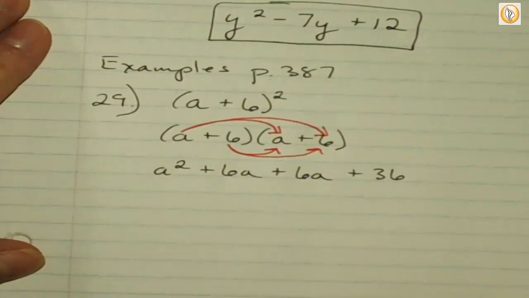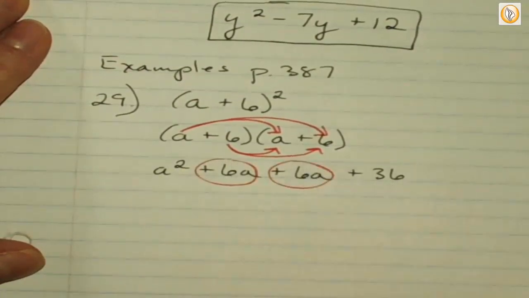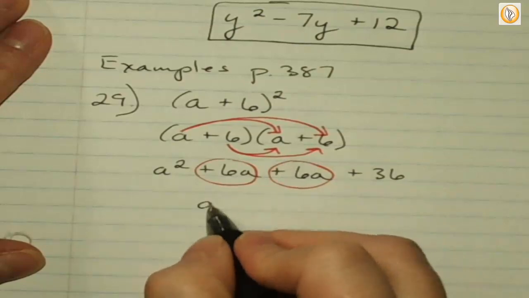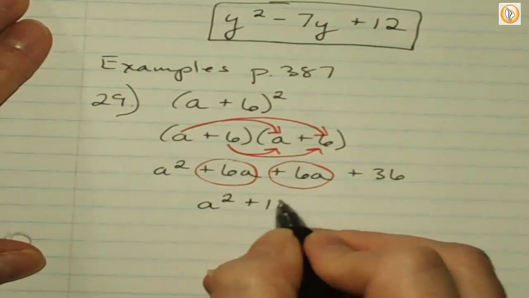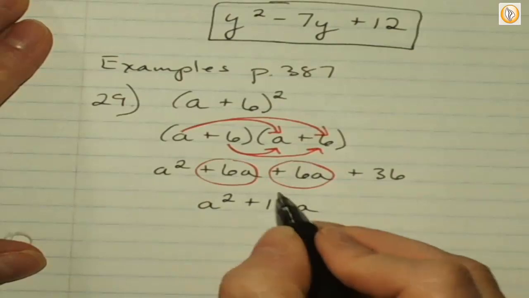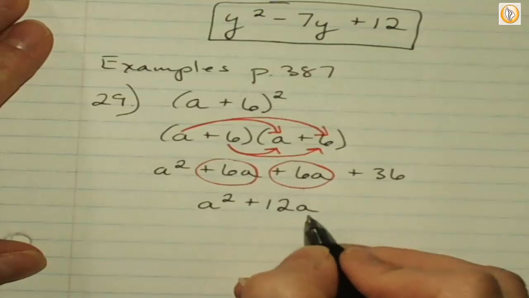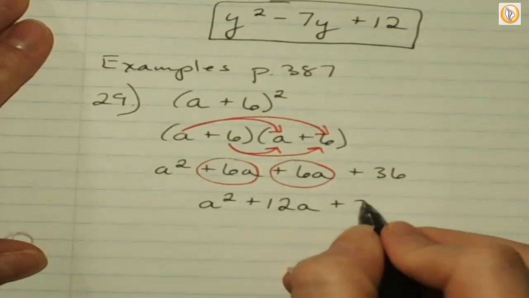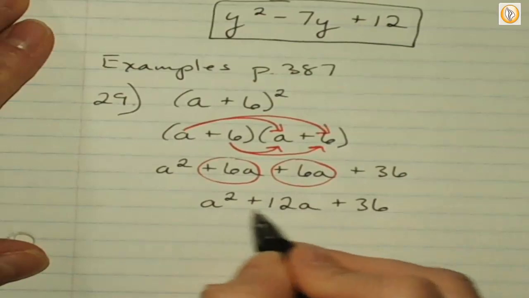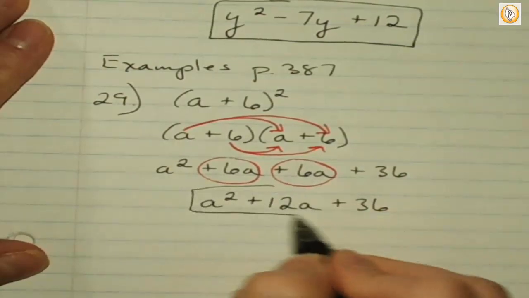Aiden, do I have any like terms? Yes. What? 6a plus 6a. Which is what? 12. So I have a squared plus 12a, not a squared. When we're adding, we do not do a squared. It just stays the same. Plus 36. It's in descending order. We've combined all like terms. There's my answer.